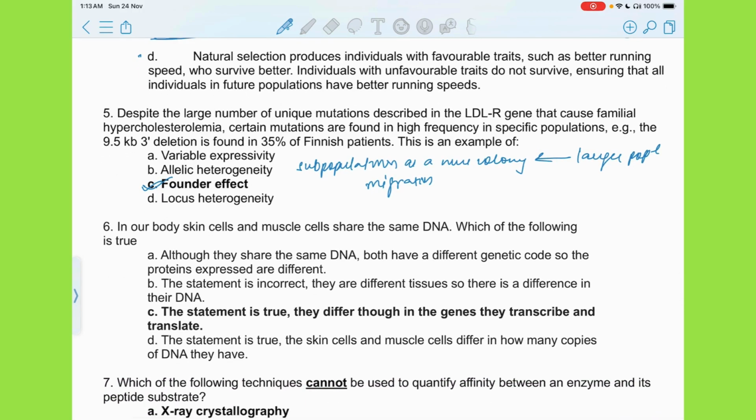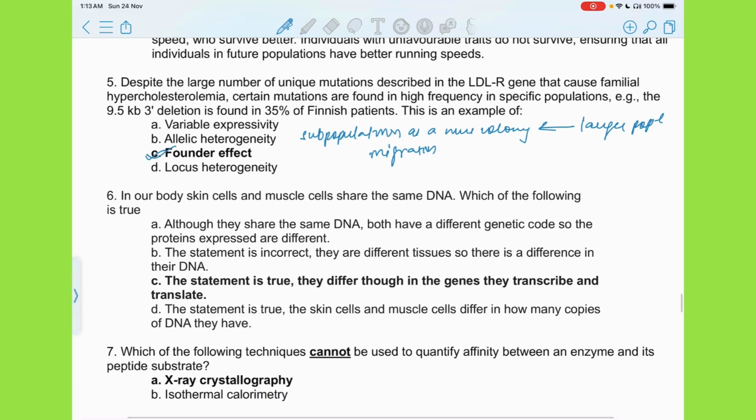Now moving to question number 6. In our body, skin cells and muscle cells share the same DNA. Which of the following is true? Although they share the same DNA, both have a different genetic code, so the proteins expressed are different. No, wrong. All of them have the same genetic code. The statement is incorrect, they are different tissues so there is a difference in their DNA. No, again, there is no difference in the DNA. The statement is true. They differ in the genes they transcribe and translate.